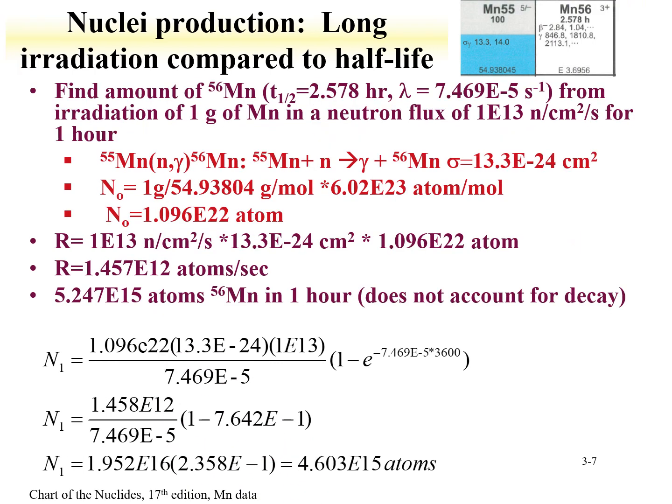All right, let's consider a condition where the irradiation is relatively long compared to the half-life. So let's take the formation of manganese-56 from manganese-55. Again, a neutron capture reaction. So manganese-55 captures a neutron, gives off a gamma, and makes manganese-56. The half-life of the manganese-56 is 2.6 hours. We'll do an hour irradiation.